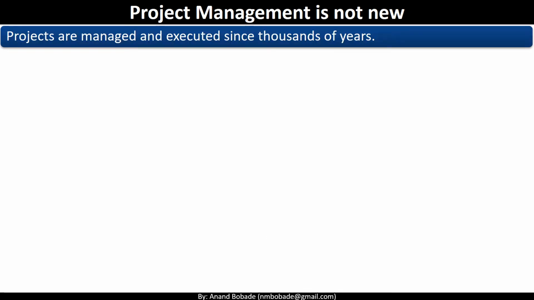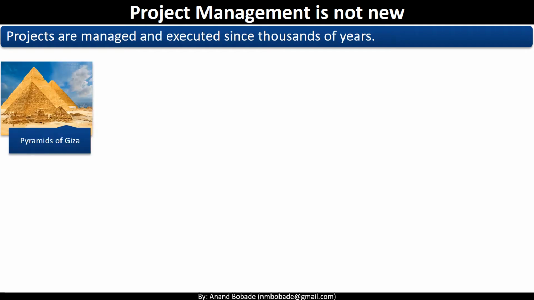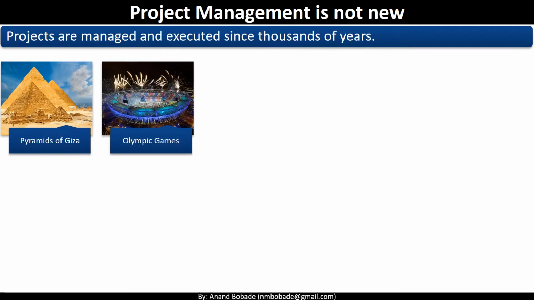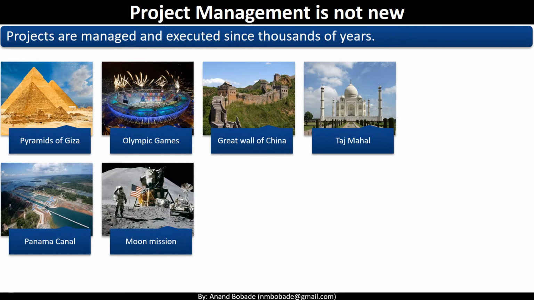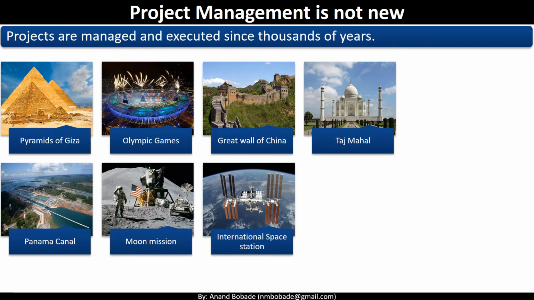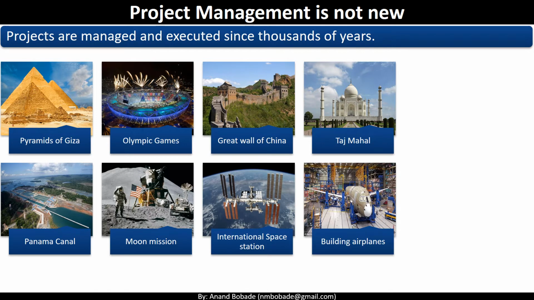Project management is not new. Projects are managed and executed since thousands of years. Think of some of the projects that have been successfully done in past: Pyramids of Giza, Olympic Games, Great Wall of China, Taj Mahal, Panama Canal, a moon mission, International Space Station, building aeroplanes, any military big assets. So these all are large scale complicated projects. Some of these projects might have taken years, some of them decades, and even centuries. Like Great Wall of China was built over centuries, hundreds of years.